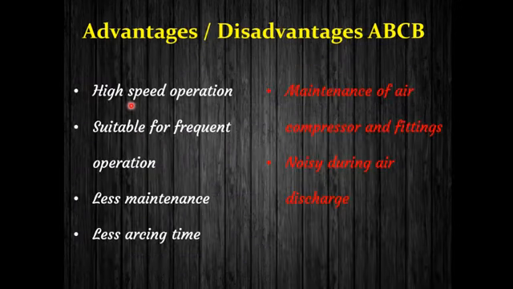The advantages of ABCB include high speed operation. It is also suitable for frequent operation. It requires less maintenance, and also the arc extinguishing time is very less. Since it requires very high pressurized air, it also consists of compressors and fittings which require extra maintenance, and the operation is comparatively noisy during air discharge.